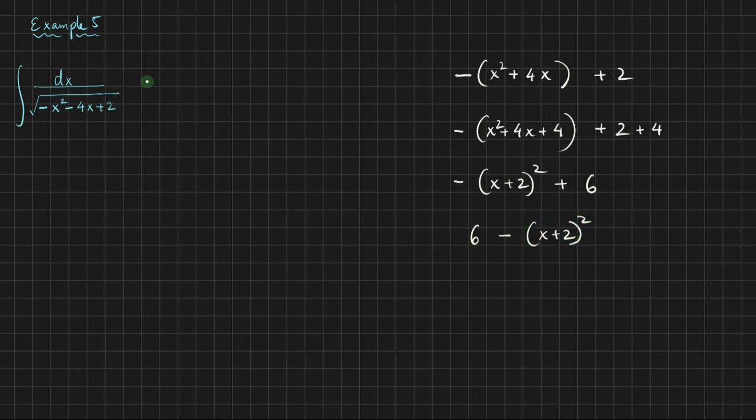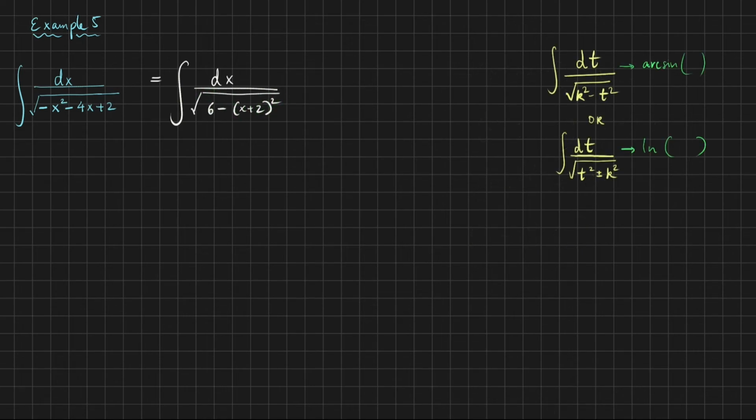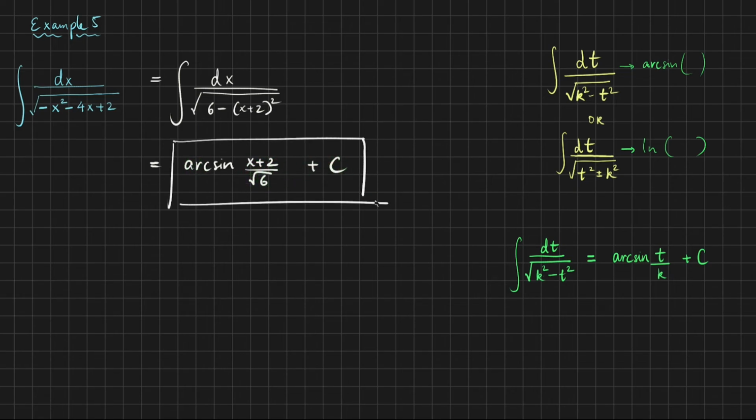And so our integral is going to be rewritten as the integral dx over the square root of 6 minus (x plus 2) squared. Now you can see that this one looks like the top integral, that is dt over square root of k squared minus t squared, where k is the square root of 6. And as per our table of integrals, the integral of dt over square root of k squared minus t squared is simply arcsine of t over k. So this is going to be arcsine of (x plus 2) over square root of 6, plus c.